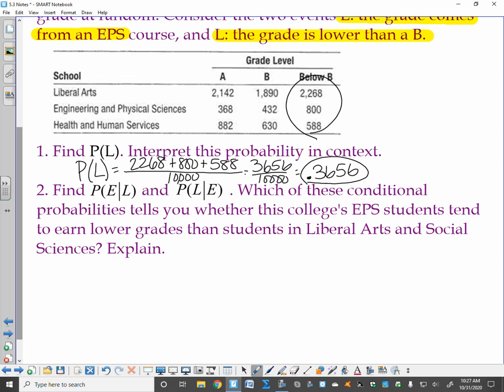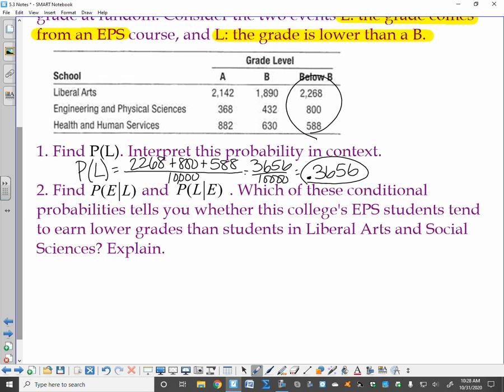To interpret that value, and you should already have your sentence, so you're just checking against what I'm getting ready to say, there is a 0.3656 or a 36.56% chance of selecting a course grade that is below a B. Okay.